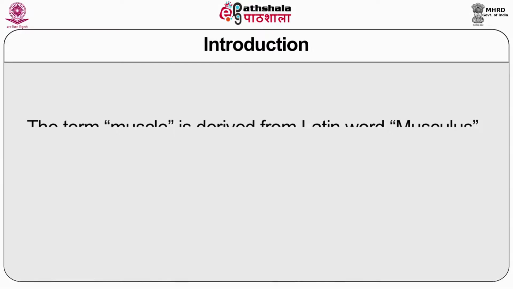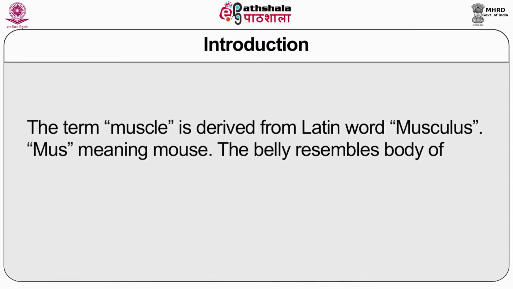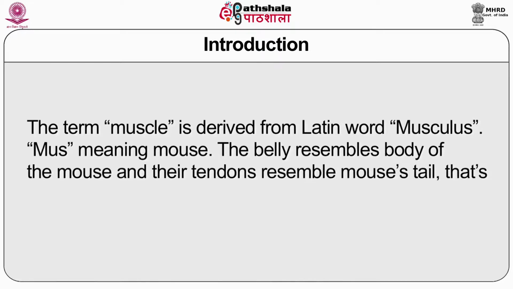The term muscle is derived from the Latin word musculus, where mus means mouse. The belly of the muscle resembles the body of the mouse and its tendons resemble the mouse's tail. That is why it is named a muscle.